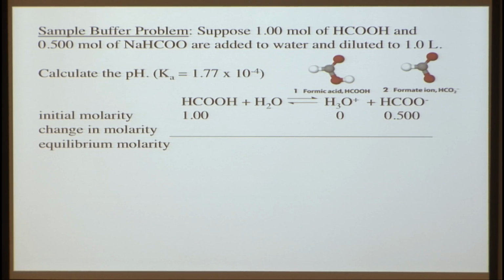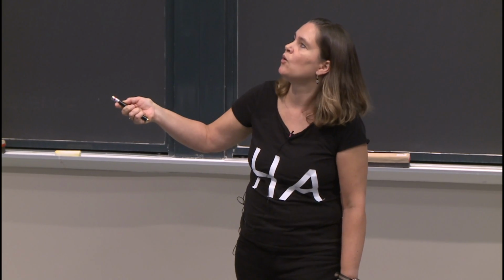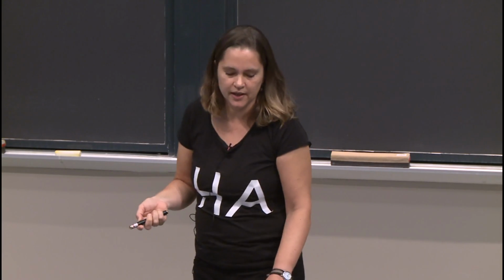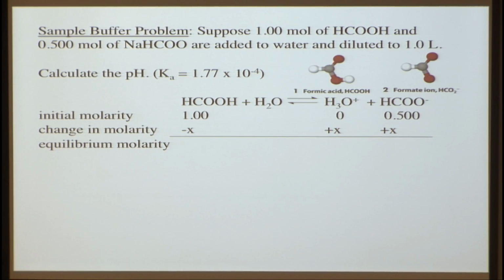And this is also really important. You're so used to only putting things here. When it's a buffer problem, you have to put something here too. You're adding the acid with the conjugate base at the same time. This is not 0. This is 0.5. Now, as this dynamic equilibrium goes, you're losing some of this and gaining some of these. So at equilibrium, we have 1 molar minus x. X is our hydronium ion concentration, which is what we want to know to calculate pH.